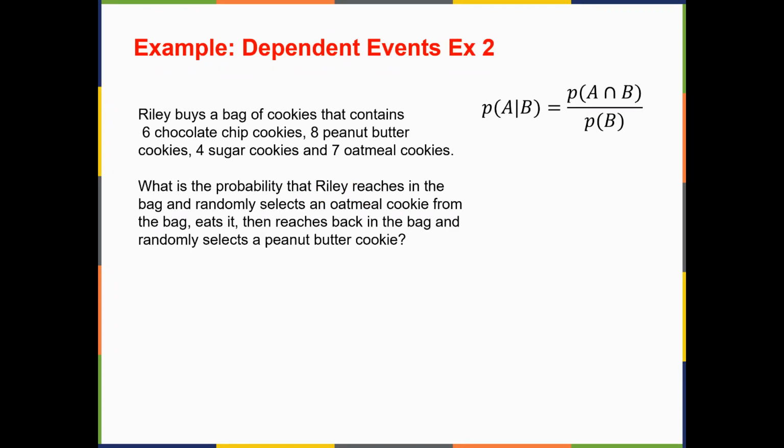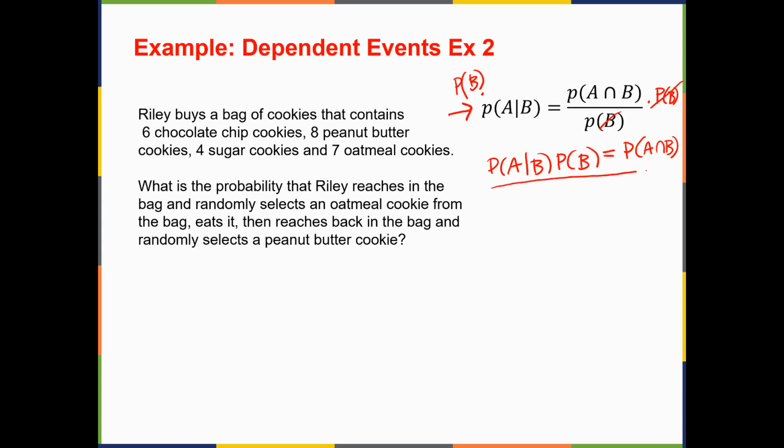All right, let's try a little bit harder example about dependent events. First thing I'm going to do, before I even jump into this example, is look at this formula up here, and notice that I can rearrange it just a little bit, and it's going to be very useful. I'm going to multiply both sides by the probability of B, and that gives me, on the right-hand side, these guys cancel, that the probability of A intersect B equals the probability of A given B times the probability of B.